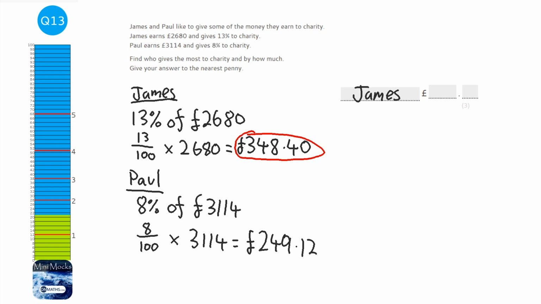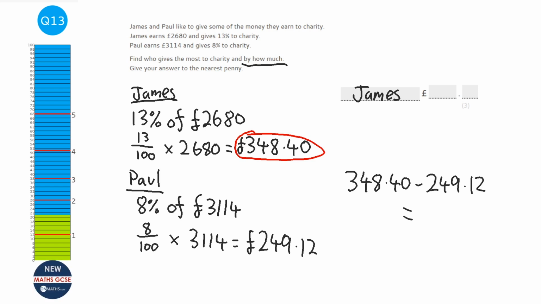And it says who gives the most to charity and by how much. So we need to work out by how much. So 348.40 take away 249.12, and that gets me 99.28. So it's £99.28.